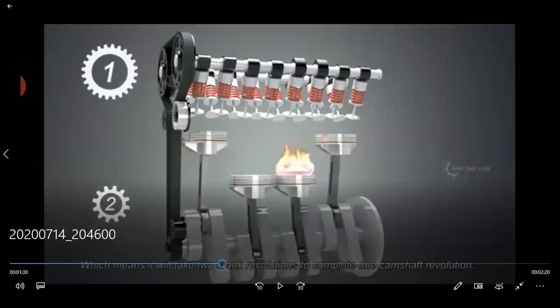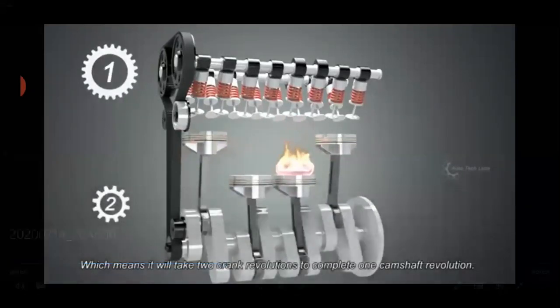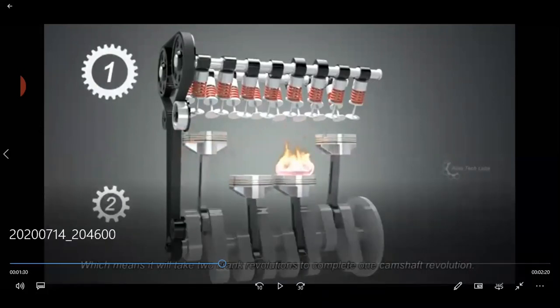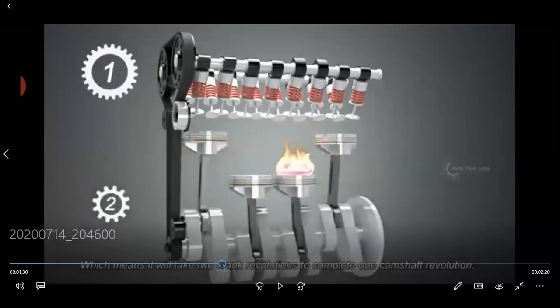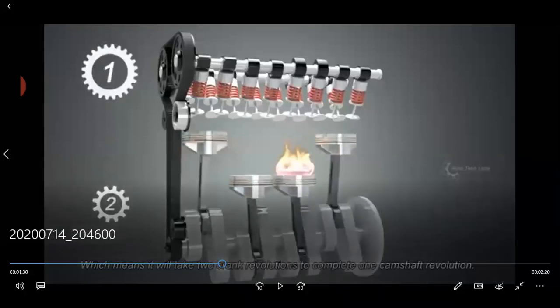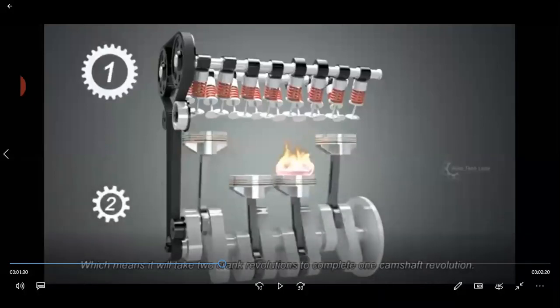The crankshaft to camshaft ratio is 2:1, which means it will take two crank revolutions to complete one camshaft revolution. I will explain it to you. To remember it, see here it is shown 2 and here it is shown 1. So if the crankshaft rotates 2 times, the camshaft will rotate only 1 time. Is everyone getting it? The arrangement is made in such a way that the camshaft will rotate only 1 time.